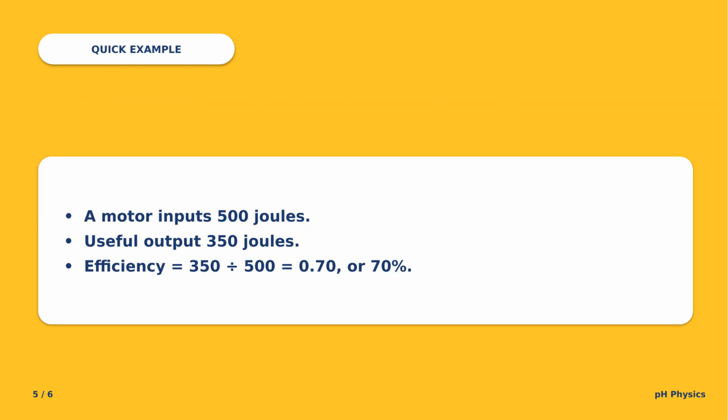Quick example. A motor inputs 500 joules. The useful output is 350 joules. So the efficiency is 350 divided by 500 equals 0.7, or 70%. The other 150 joules went mostly to heat in the motor bearings and friction.